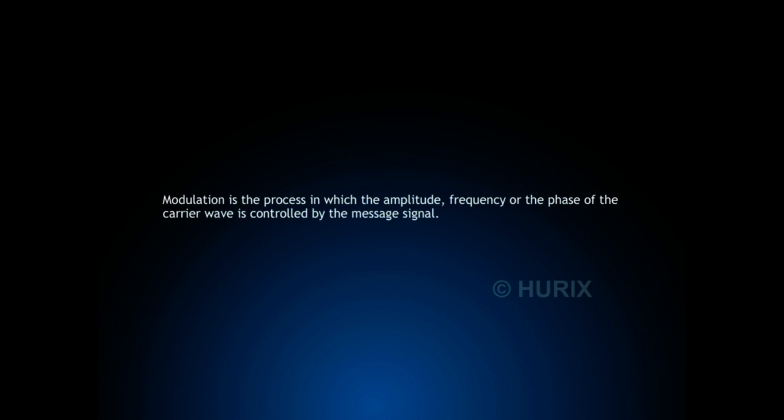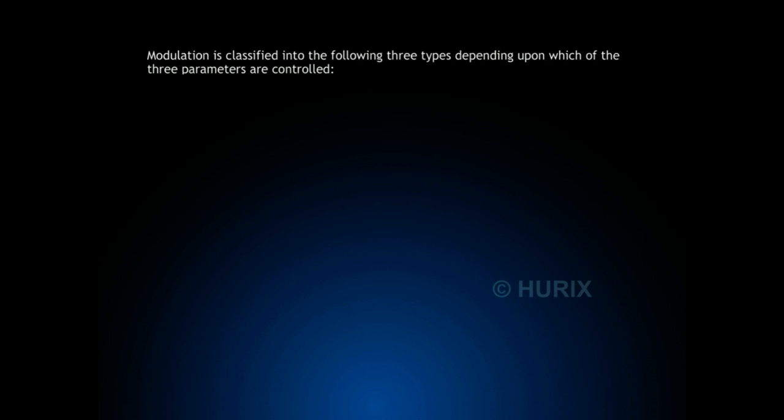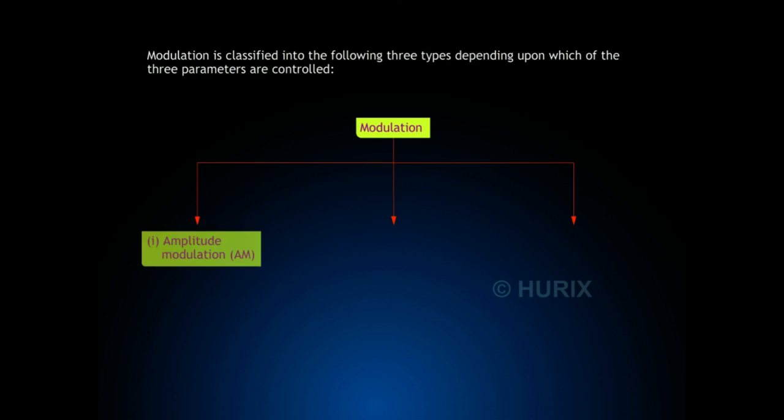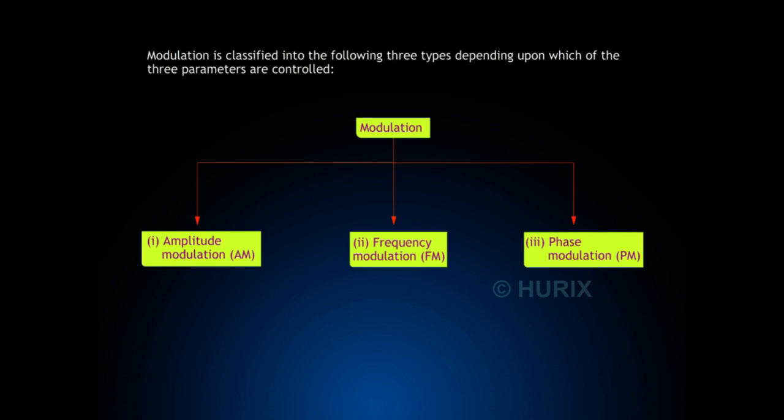Modulation is the process in which the amplitude, frequency, or the phase of the carrier wave is controlled by the message signal. Modulation is classified into the following three types, depending upon which of the three parameters are controlled. Amplitude modulation, AM, frequency modulation, FM, and phase modulation, PM.